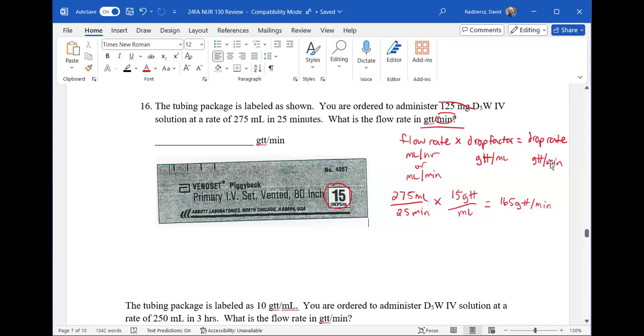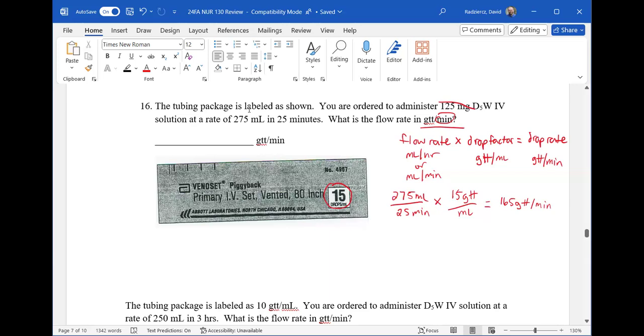The only thing that would change is you might need to convert hours to minutes, or you just would leave it alone if it's already in minutes. So like the example here, it said 275 milliliters in 25 minutes. So 275 over 25. I don't need to do any kind of converting. I don't need to convert it back to hours or anything like that. I would just leave it as 275 over 25 times 15. And then I would get this huge number of 165 drops per minute, which seems like a real big number, but I also chose big numbers.